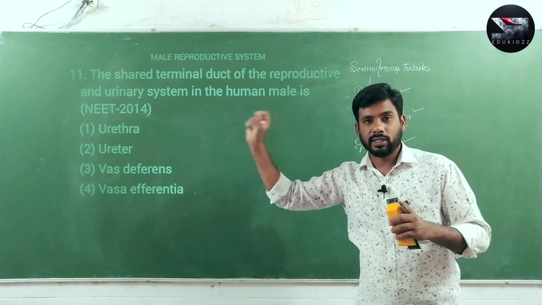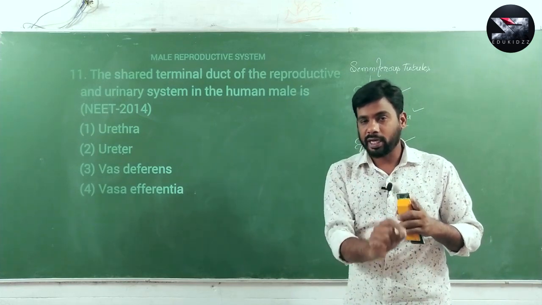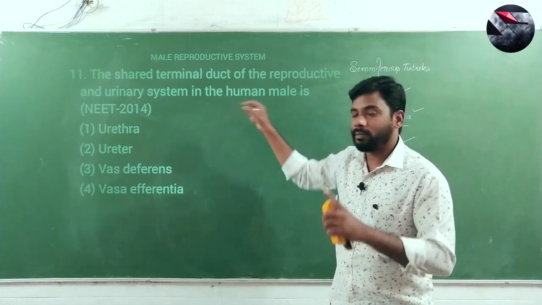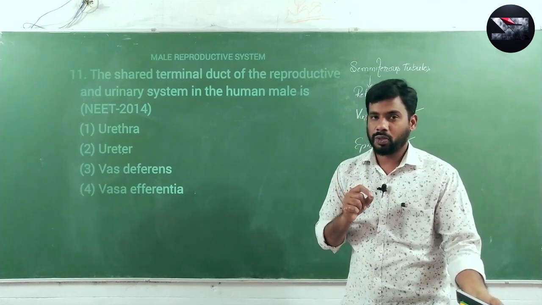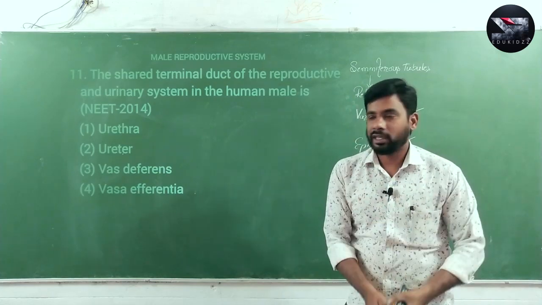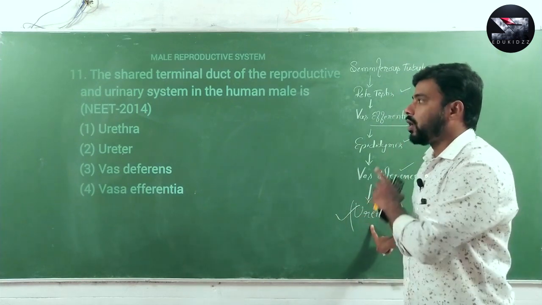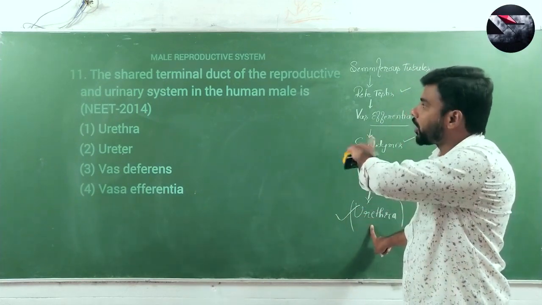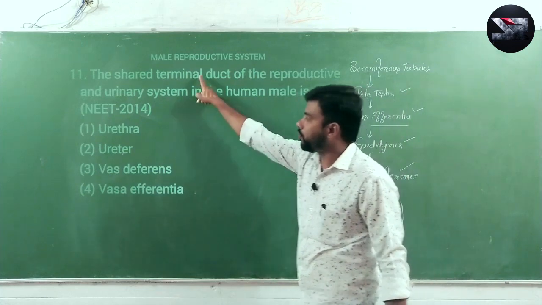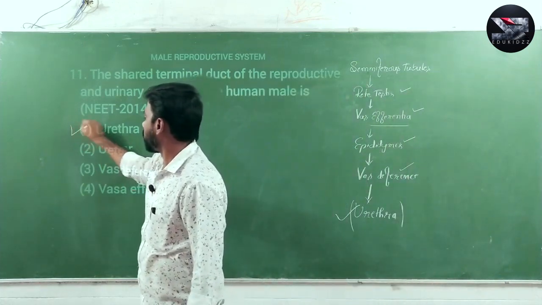In the reproductive system sperms are carried, and in the urinary system urine is carried, and there is one common pathway, which I told you: the urethra. The urethra is a common passage or common pathway for both the reproductive and the urinary system. So for this question the right answer is urethra.